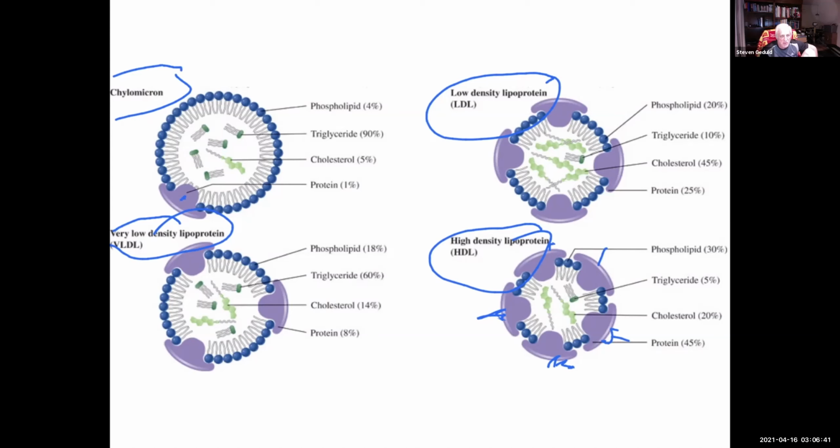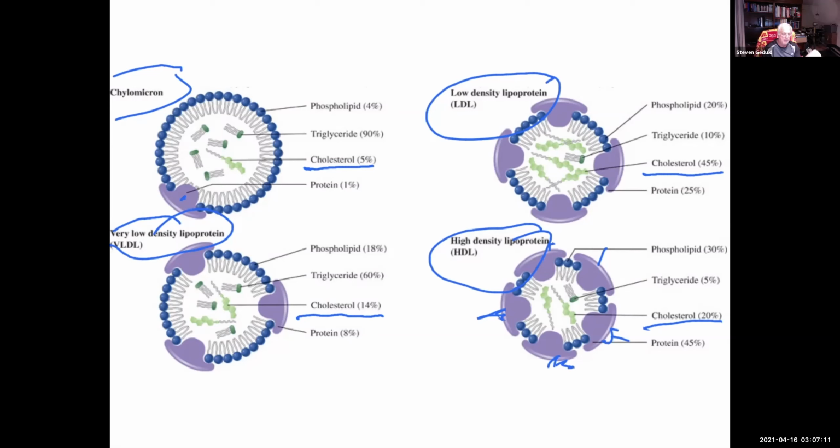So if you look at the cholesterol content, in your chylomicrons, your cholesterol is 5%. In your very low density lipoproteins, the cholesterol level is 14%. In your low density lipoproteins, cholesterol level is 45%. And in the high density lipoproteins, your cholesterol level is 20%. So it's an effective way of transporting cholesterol out of the bloodstream for the high density lipoproteins.